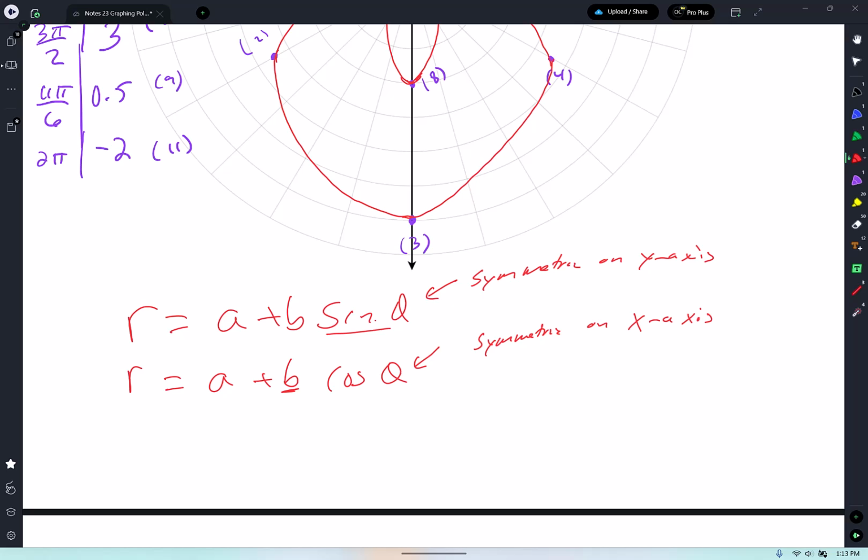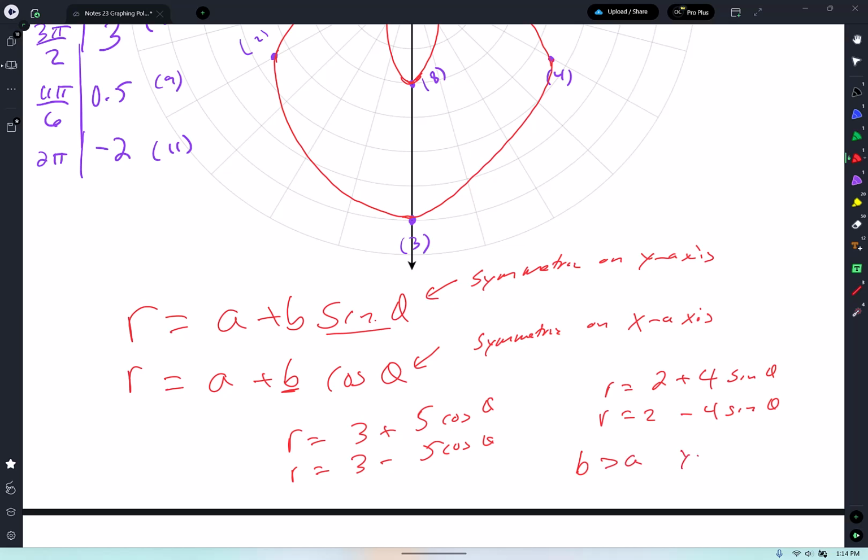Let me see. Can we make a statement like b must be greater than a? Okay, it has to look like this: 3 plus 5 cosine theta, or it could also be 3 minus 5 cosine theta. See how I'm going to change signs there, or it could be 2 plus 4 sine theta, or 2 minus 4 sine theta. So I guess we can make a statement: as long as b is greater than a, you will get a loop.